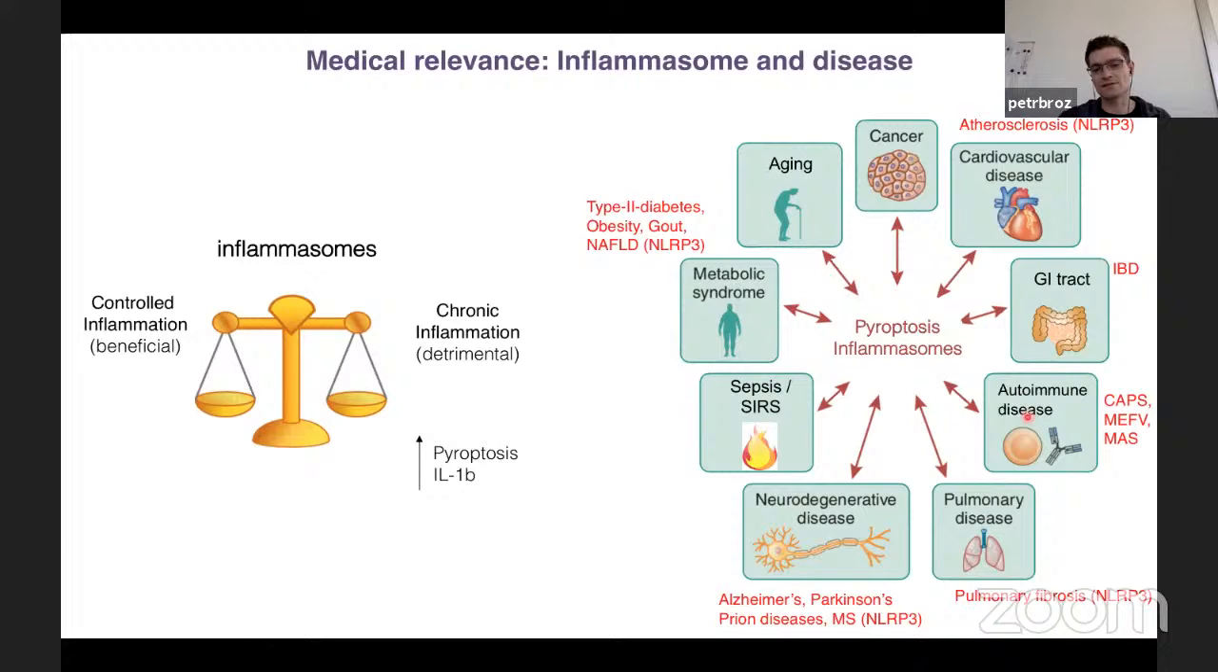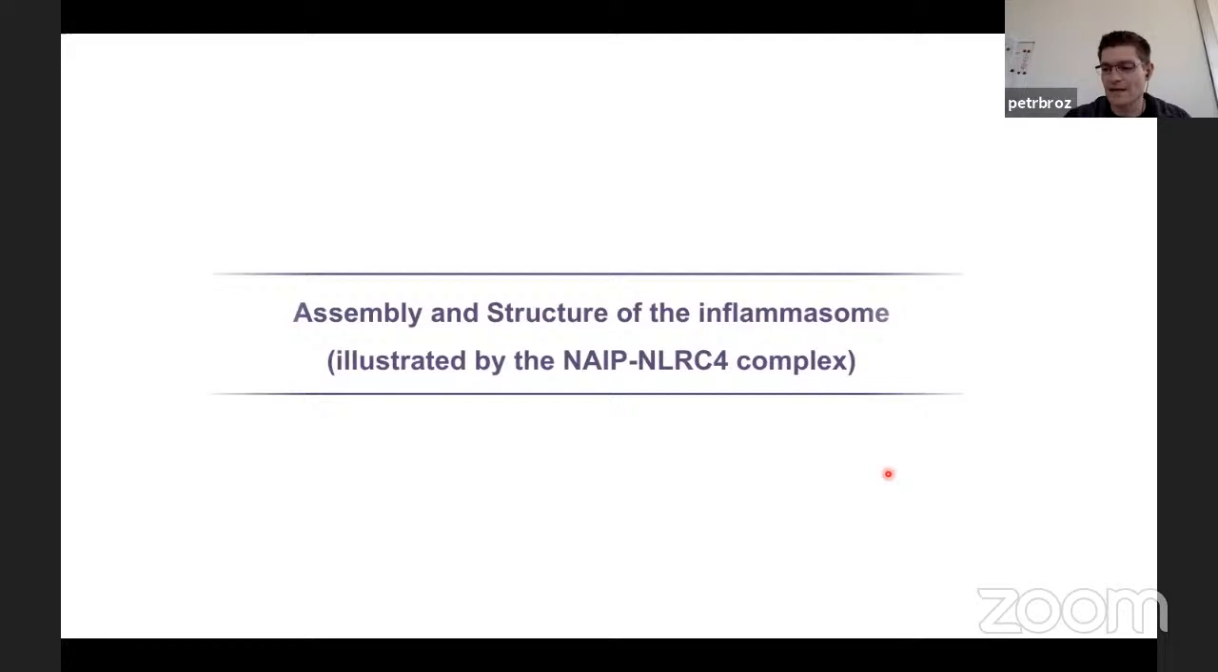So I'll not be talking about this, I'll go more into the molecular mechanisms here, but it's just to highlight how important inflammasomes are. So there's a lot of interest from pharma to actually target and inhibit inflammasomes and pyroptotic cell death to help these patients. Okay, so I'd like to go a little bit into the assembly and structure of the inflammasome. As illustrated in this case by the NAIP-NLRC4 complex, which is, I would say, by far the best understood inflammasome on the molecular level.